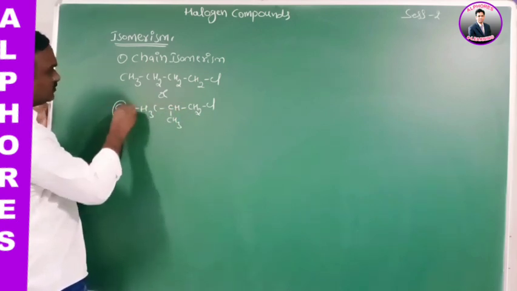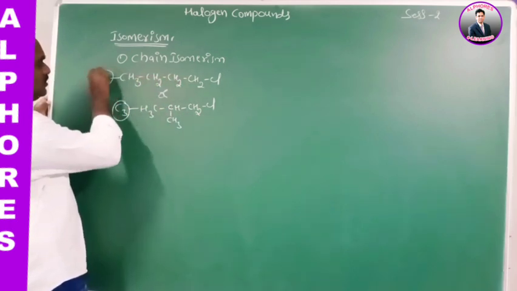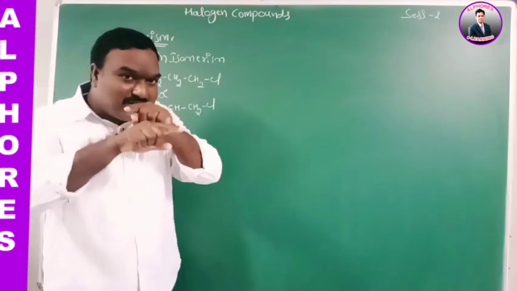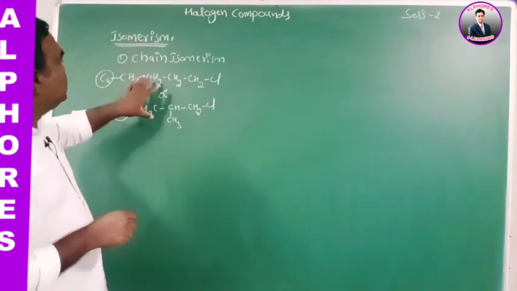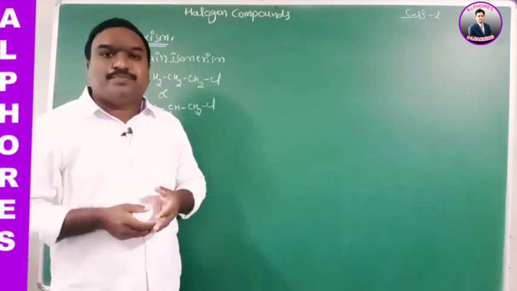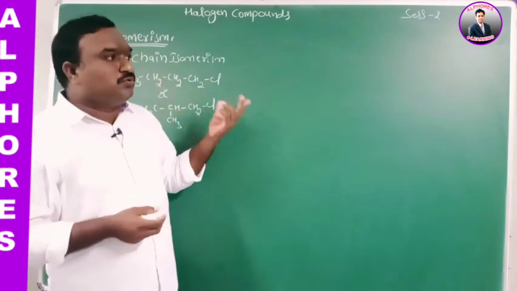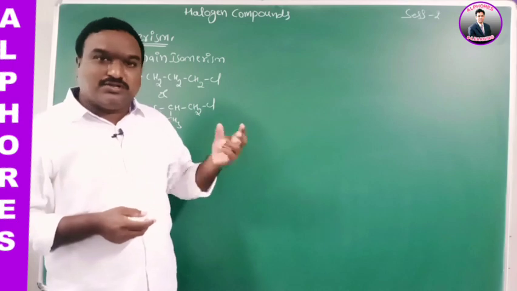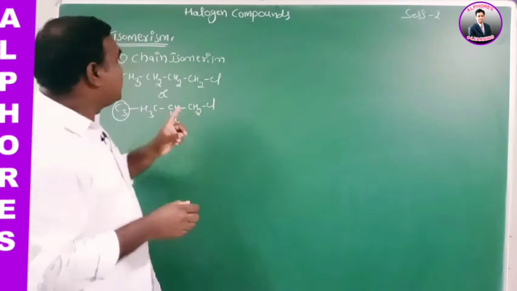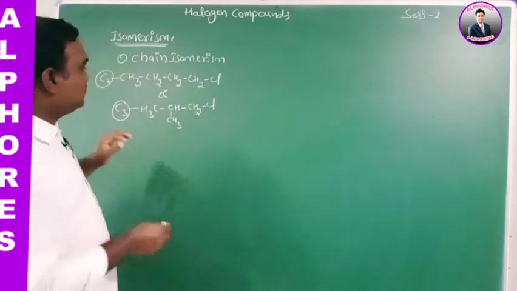a C3 chain, and 1, 2, 3, 4, a C4 chain. What is the difference between them? The number of carbons differ in the longest chain. This type of isomers are called chain isomers. 1-chloropentane is given and 2-methyl-1-chlorobutane is given. Those are generally called chain isomers. They only differ in the number of carbons in the longest chain, and these are called chain isomers.